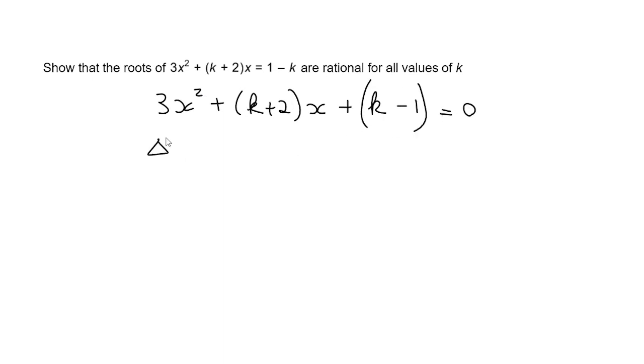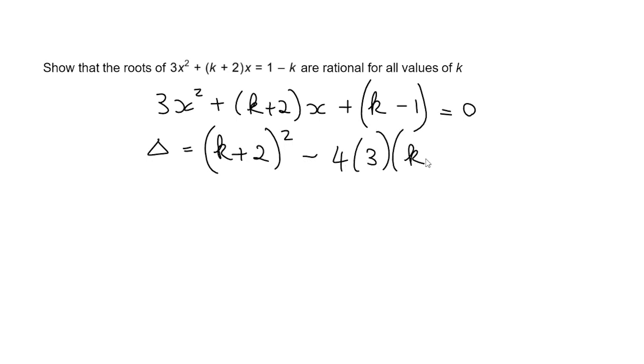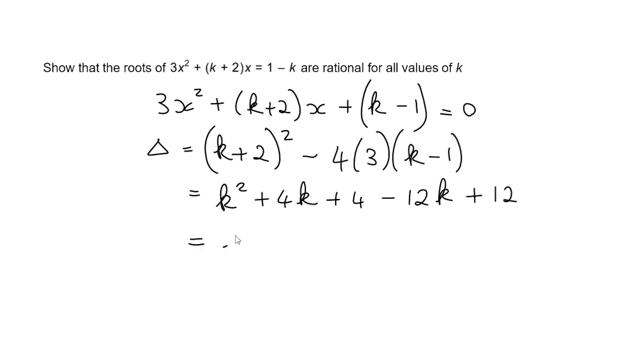So let's work out delta. We get delta is k plus 2, the coefficient of x, all squared, minus 4 lots of a, lots of c. And remember, our c is k minus 1. What this actually comes to, if we square it out nicely, is k squared plus 4k plus 4 minus 12k plus 12. Right, now this simplifies to k squared minus 8k plus 16.